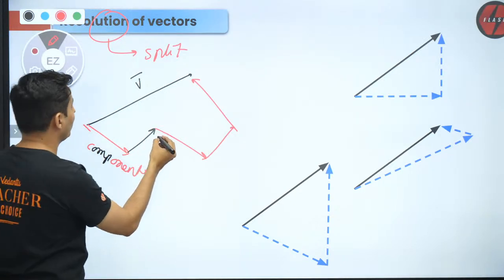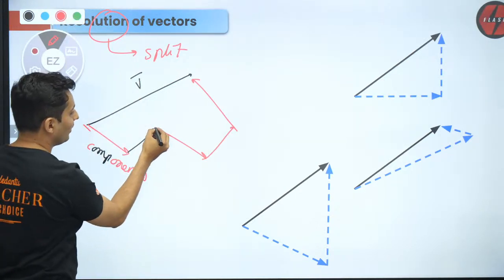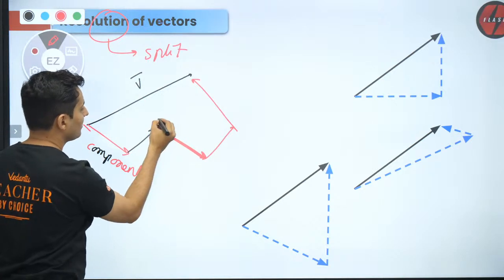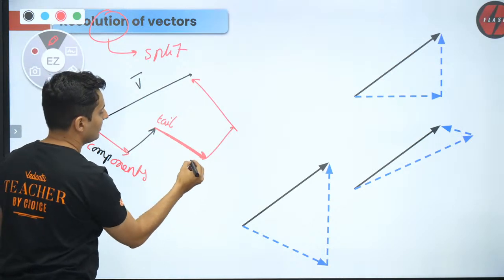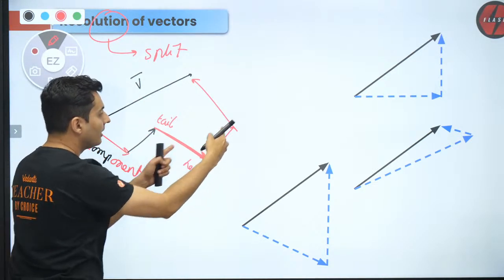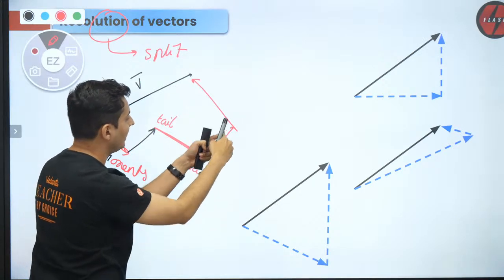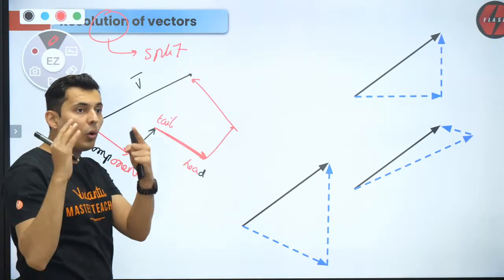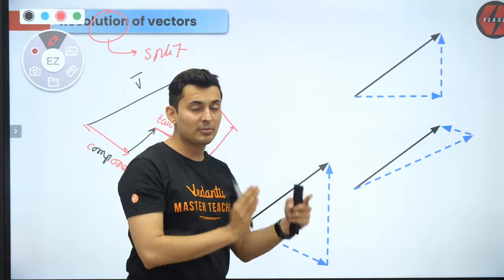In case you do not know what the head and tail is, let me tell you. For this red vector over here, this is the tail and this is the head of that vector. The next vector's tail matches with the head. It has to be a continued path. Only then you can split the vectors.